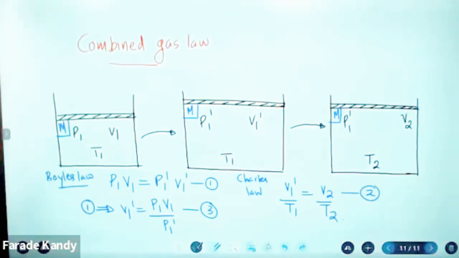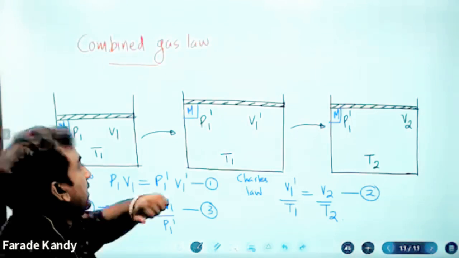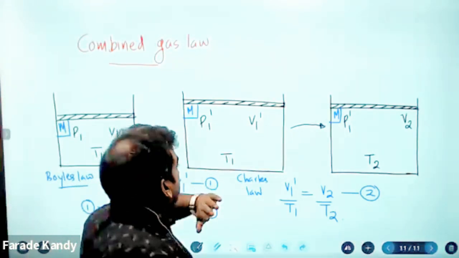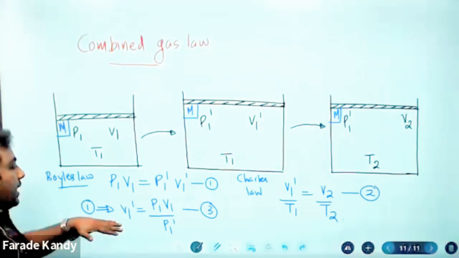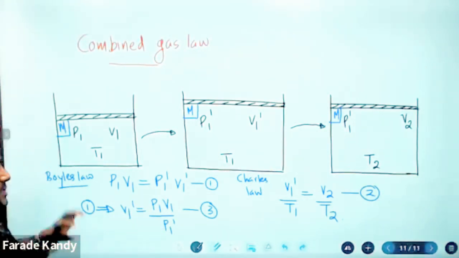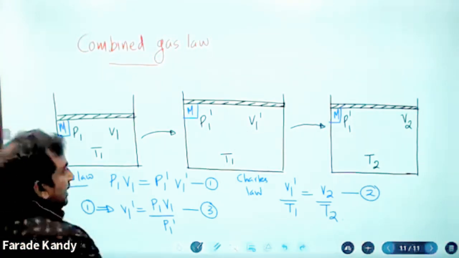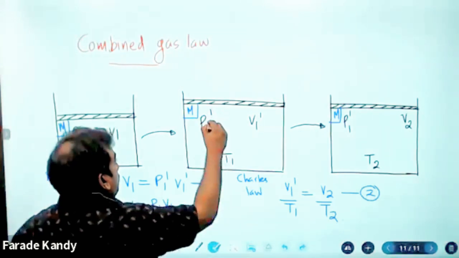Write it carefully. Between these two you can write Charles' law. From the first equation you can make V1 dash the subject, P1 V1 over P1 dash. Let's substitute there. Or shall I simplify it even further, because these two will come nicely. Make this value P2 at once. Finish.